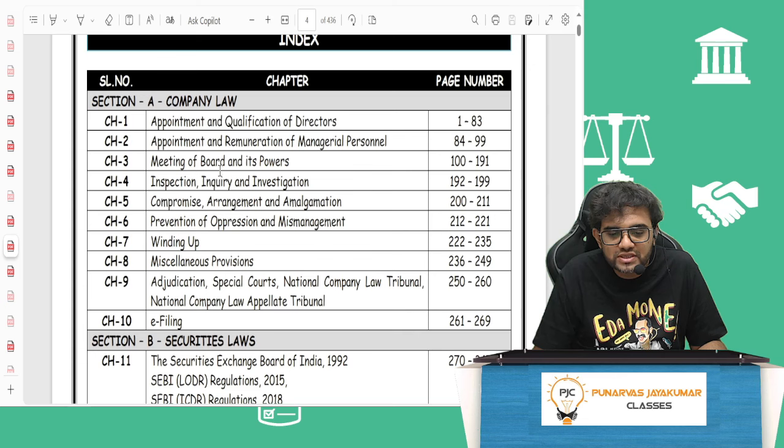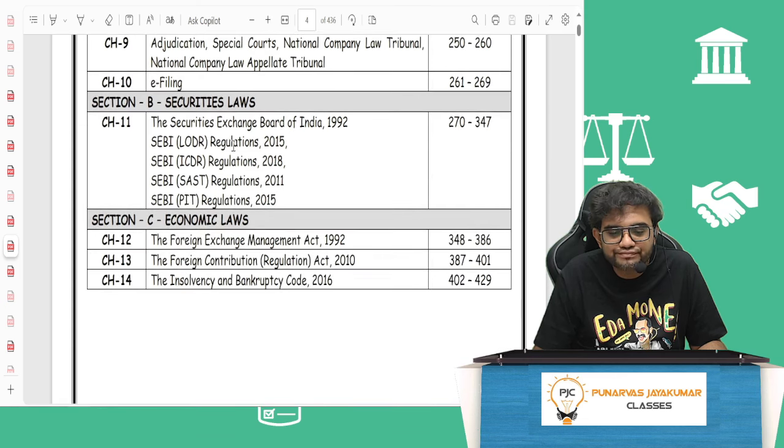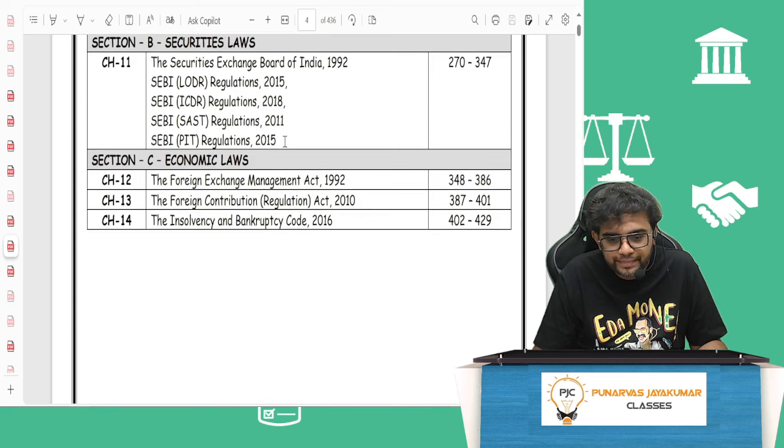Anyway, these are all the chapters, guys. In company law you have 10 chapters, and in securities law you have all the regulations. Apart from that, in economic law we have FEMA, FCRA, and the Insolvency and Bankruptcy Code. The more in-depth portion of the Insolvency and Bankruptcy Code can be asked in Set C, which has an elective of IBC that you can take if you are interested.